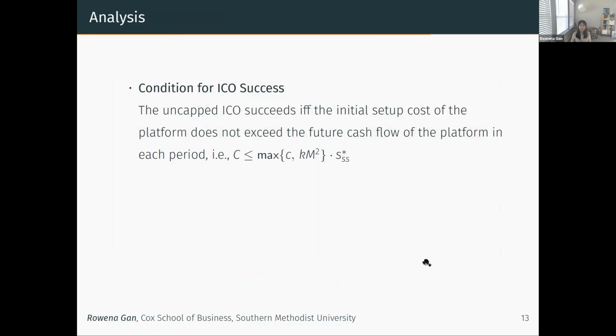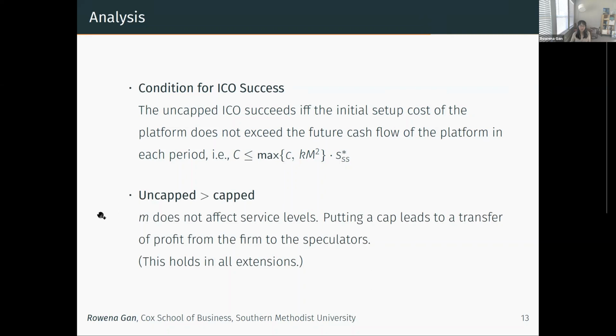And we find that such uncapped ICOs will be successful if and only if the initial setup cost of the platform does not exceed the future cash flow of the platform in each period. Here, this S sub SS star represents the steady state service level, or the number of units of service delivered per period in the long run. And this is an equilibrium result. So if this condition for ICO success is not met, there will be no feasible solutions for the ICO token price. Now, one may wonder if putting a cap would have any positive impact on the firm's profit.